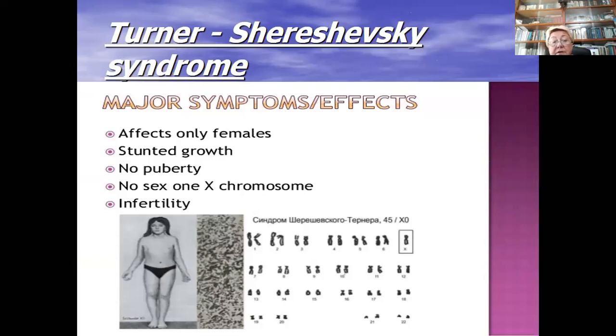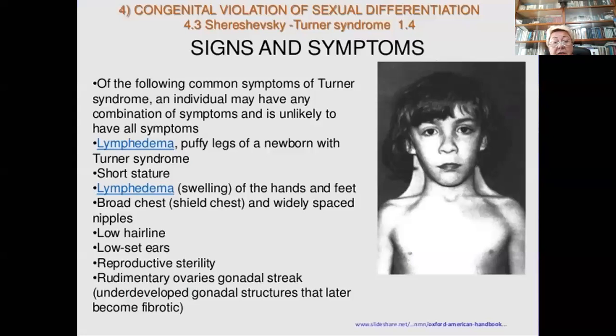The next picture is of a girl with Shereshevsky-Turner syndrome. Shereshevsky-Turner syndrome affects only females. These children, as a rule, have stunted growth, no puberty. They have only one X chromosome and infertility. Also, children with Shereshevsky-Turner syndrome have lymphedema, low hairline, low set ears, reproductive sterility.